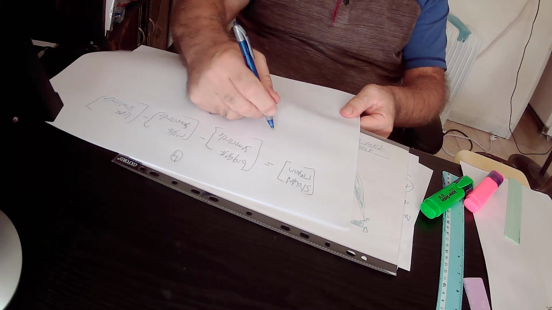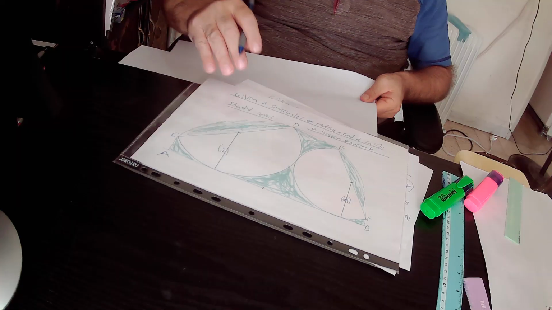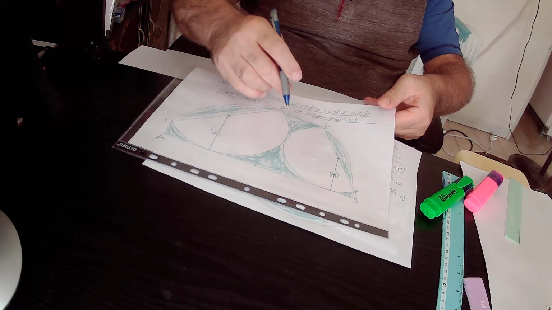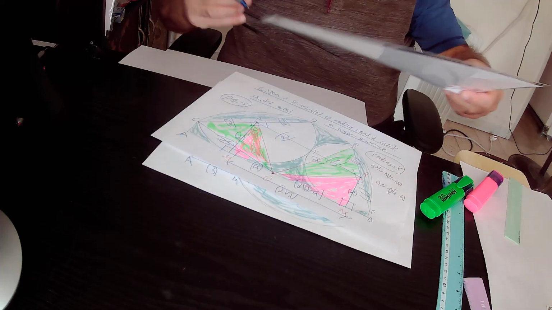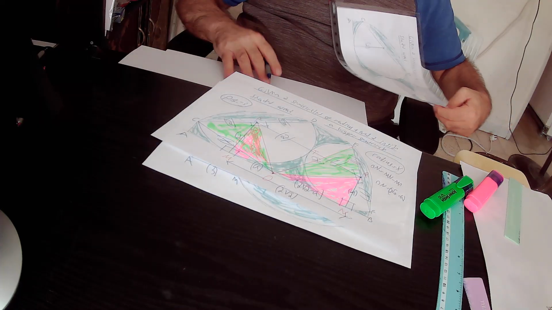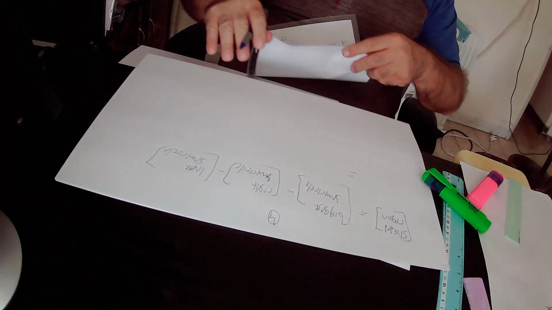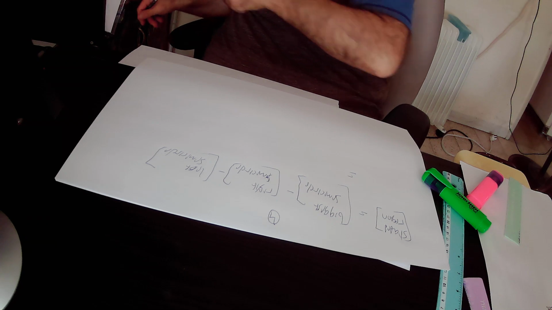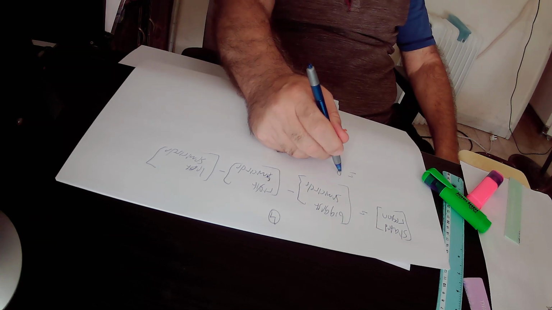So what is the area of the biggest semicircle? We know that the radius of this biggest semicircle is x, and therefore the area must be equal to pi x squared over 2. The area of the biggest semicircle is equal to pi x squared over 2.